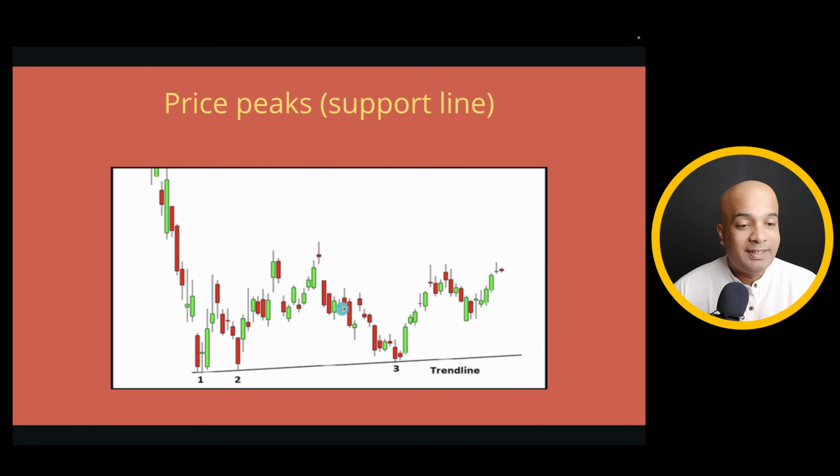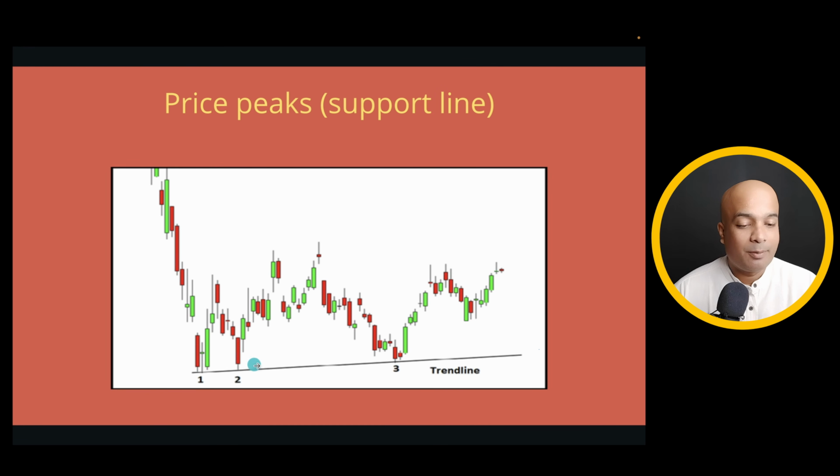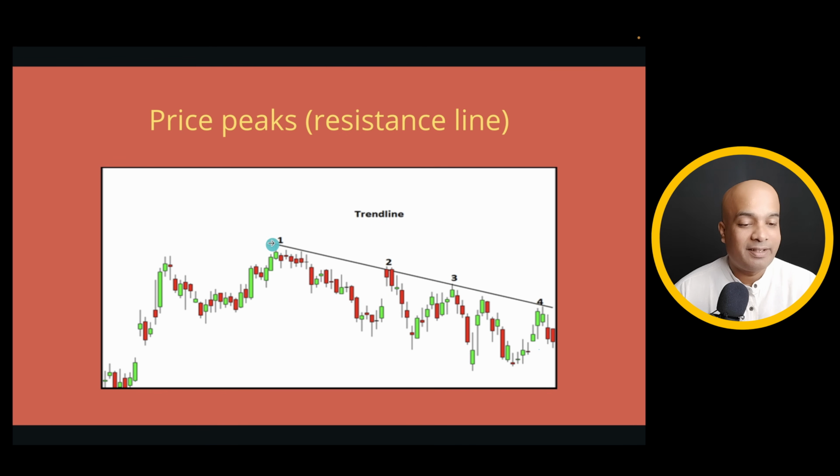Okay. So in this case, price peaks. See, I have connected the first swing low, second swing low, third swing low. You should connect a minimum of 2 to 3 peaks with swing lows or swing highs to consider it a valid trend line. Now, the earlier one is a support trend line. The next one is a resistance trend line, right? Again, I have connected 1, 2, 3, 4. Even if you ignore this, I have connected 4 peaks actually. So this is a valid resistance trend line.